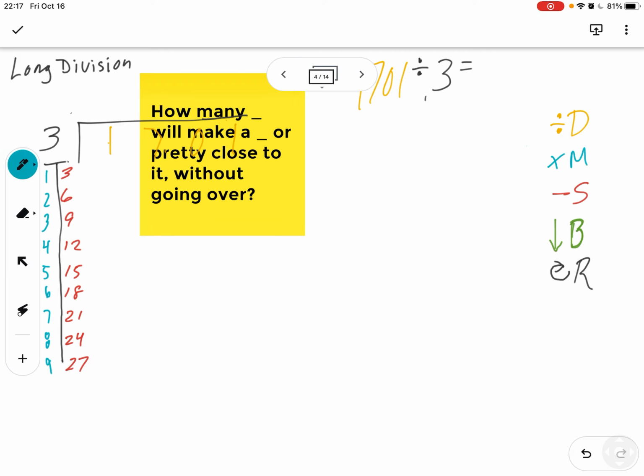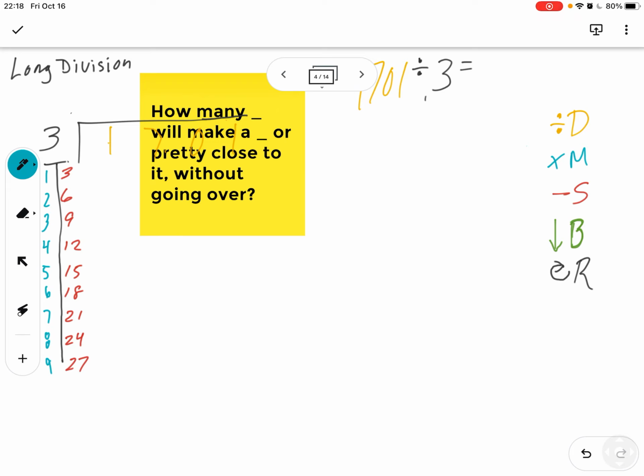So the first step that we're going to do is the division. How many 3's will make a 1 or pretty close to it without going over? In this case, the 1 is already smaller than the 3. So the only answer that can fit into the 1 is a 0.